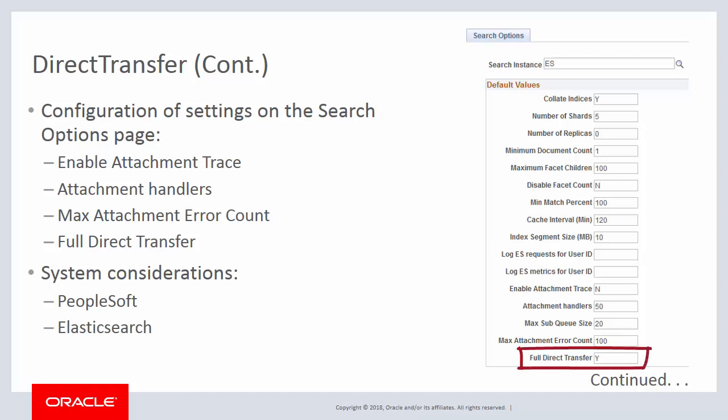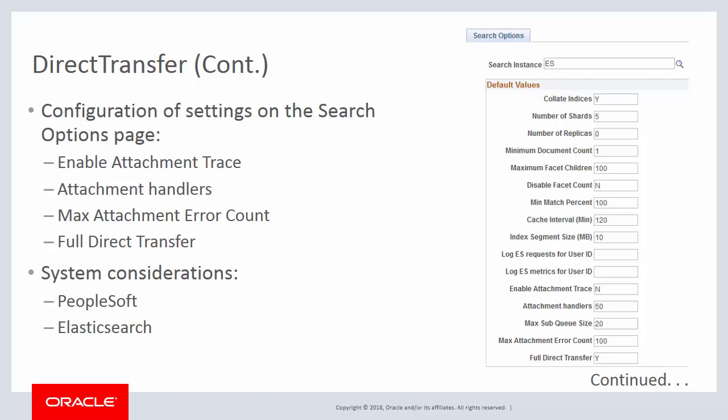Full Direct Transfer. This setting is available in 8.55.19 and later patches and 8.56.04 and later patches. The default value is Y, that is, the search documents with or without attachments are transferred to the Elasticsearch search engine using the Direct Transfer technology. Set the value to N if you want to route search documents without attachments through the integration gateway.